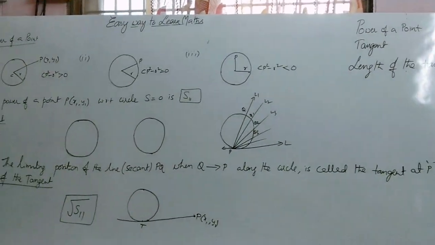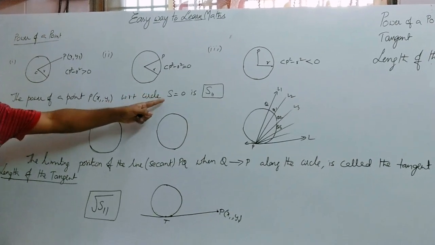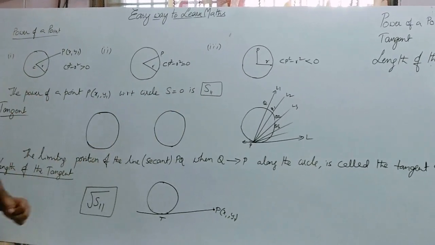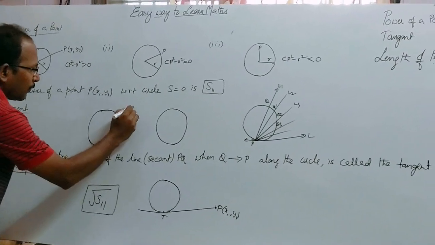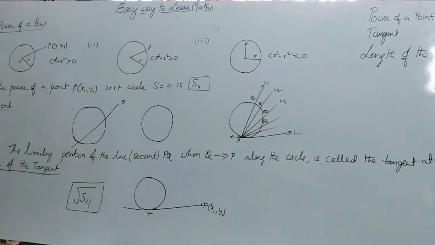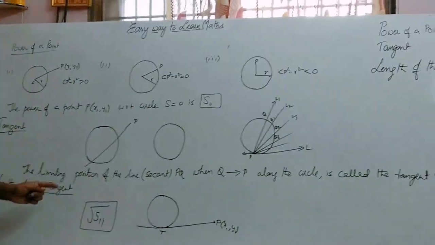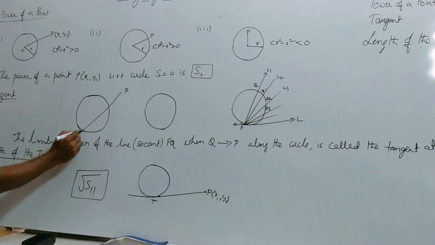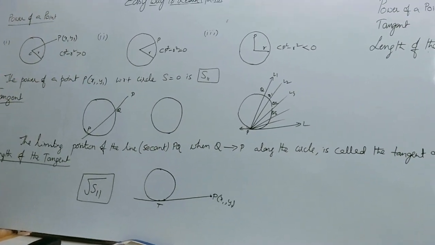Then the formula to find the power of a point P(x1, y1) with respect to circle S equal to 0 is S11. Next, come to the topic tangent. If you draw a line from point P, then this is called a secant to the circle, because it intersects the circumference at two distinct points. That should be P and Q. This is called a secant.